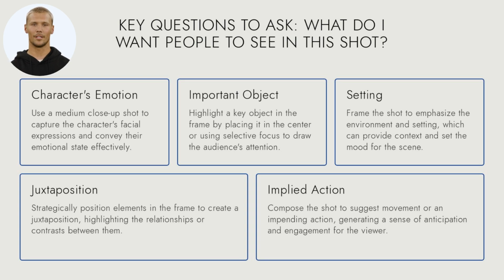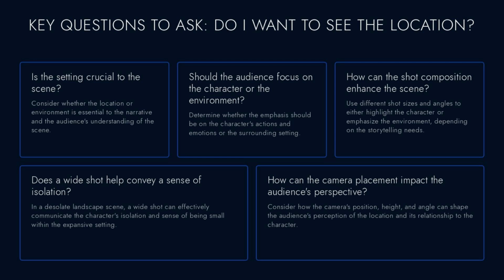Another good sub-question is what is the important object? Or is there an important object? This is when you want to highlight a key object in the frame. For example, keys, bills, etc. Ask yourself, what is the implied action? This is how you generate a sense of anticipation in the way you compose the shot to suggest movement or an impending action.